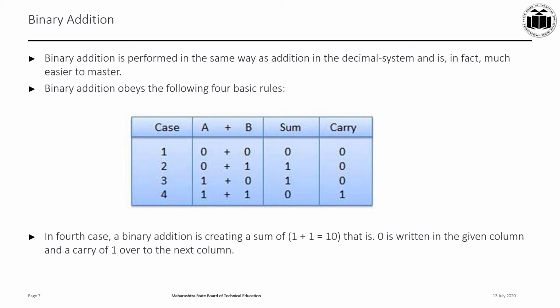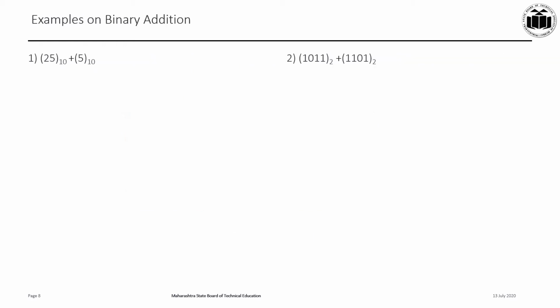Now in case 4, 1 plus 1, the sum is 0 and the carry is 1. So here the 0 is written in the given column and the carry of 1 goes over to the next column. Examples on binary addition. The first one is 25 to the base 10 plus 5 to the base 10. We need to convert them into binary numbers. 25 to the base 10, when you convert into binary, is 11001. 5 to the base 10 converted into binary is 0101.